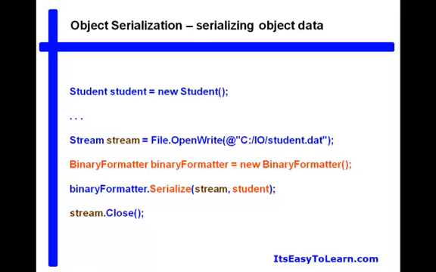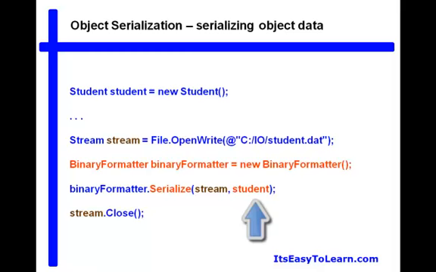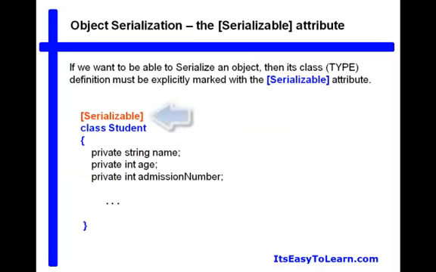Okay. So when you want to deserialize, on the same file, we do an openRead, we get a stream. We have the binary formatter using a new binary formatter, and then we call deserialize on the stream. It gives us an object. Since in the previous example we serialized a student, we cast it back to a student object, and then we close the stream. One important note here is, if you want to serialize an object, then its class must be marked with the serializable attribute. You should mark the student class with the serializable attribute.